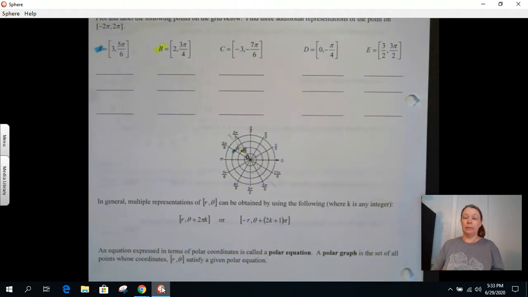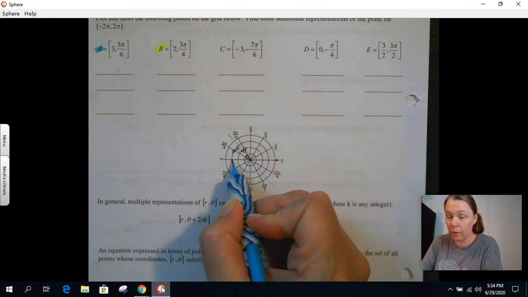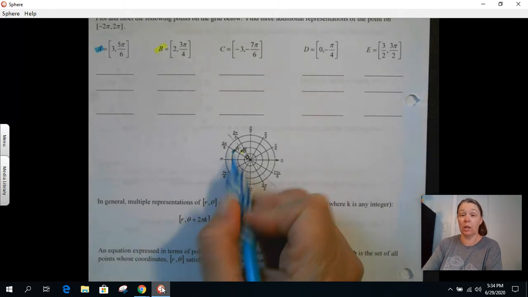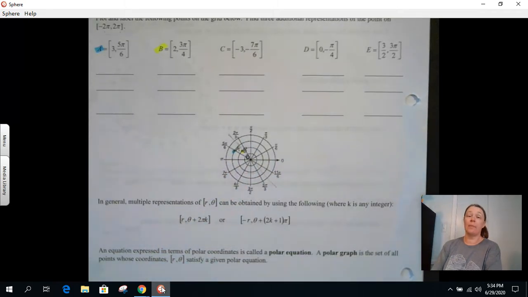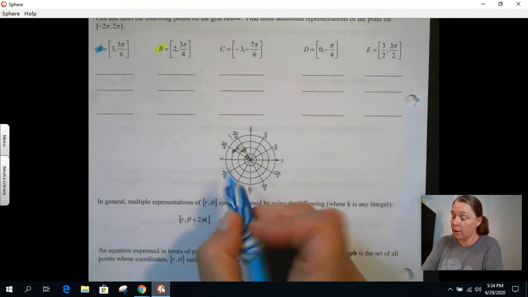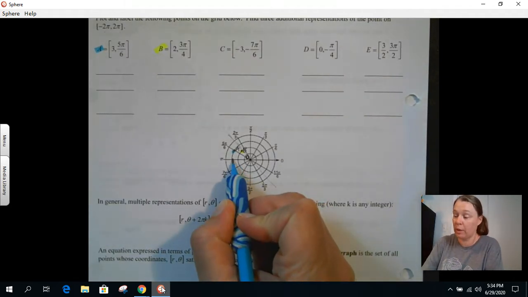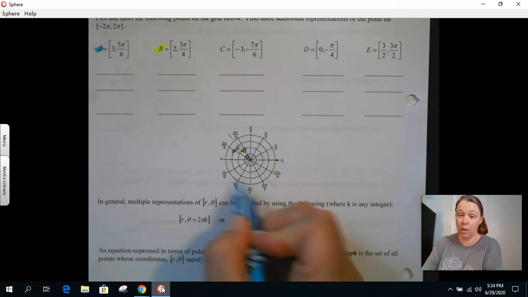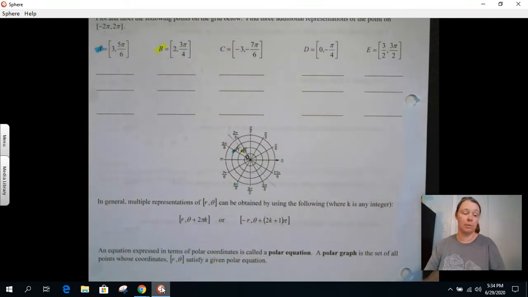Okay, now point C has a negative radius and a negative angle. So the negative radius, probably most of you are like, okay, I have to go to the left 3. So 1, 2, 3. But now my rotation is negative 7 pi over 6. So that means I have to go clockwise 7 pi over 6. So from this negative 3, I have to rotate 7 pi over 6 now clockwise instead of counterclockwise. So that's where it can sometimes be confusing.